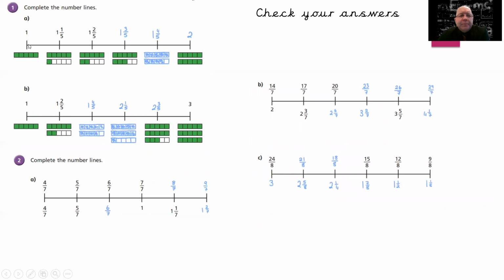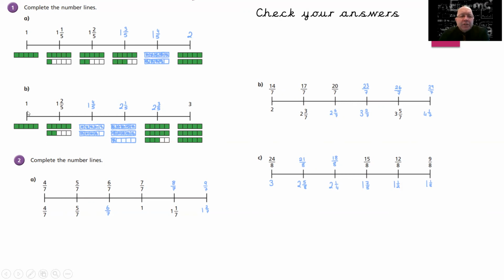So 1A. Well, we're going up in 1/5. We've added 1/5 each time. 1, 1 and 1/5, 1 and 2/5, 1 and 3/5, 1 and 4/5, and then 1 and 5/5, which we know is the same as 2 whole ones. Okay, and then the diagrams, we're just missing that 1 and 4/5. So your diagram should look like that: 1 whole one and then 4/5.